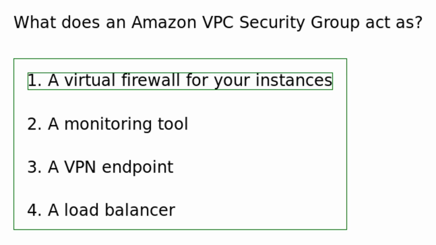An Amazon VPC security group acts as a virtual firewall for instances in the VPC, controlling inbound and outbound traffic based on security group rules.